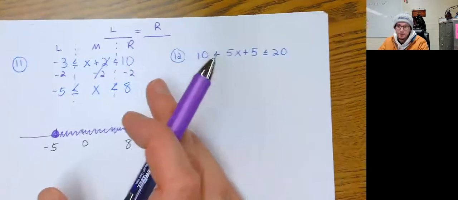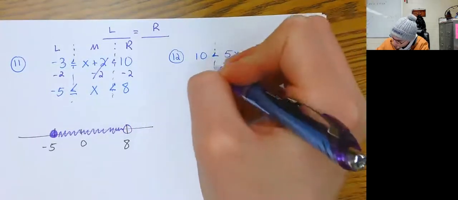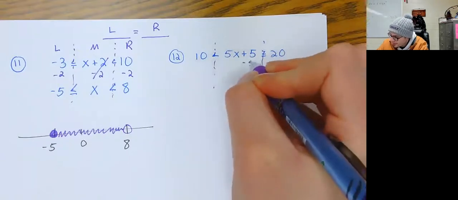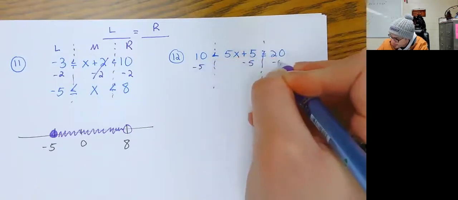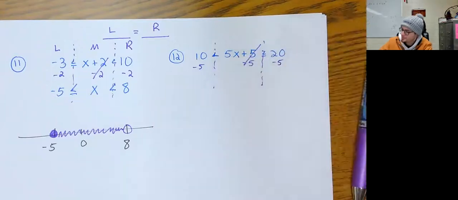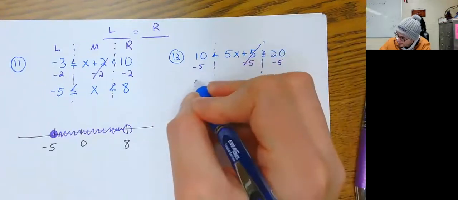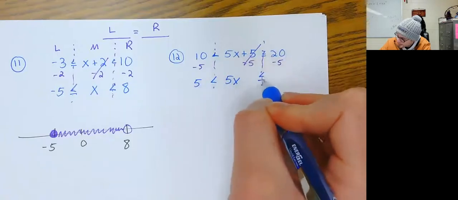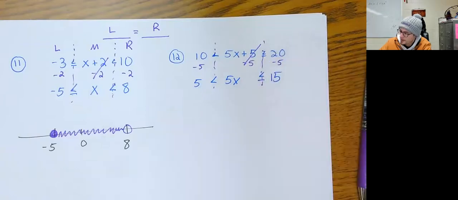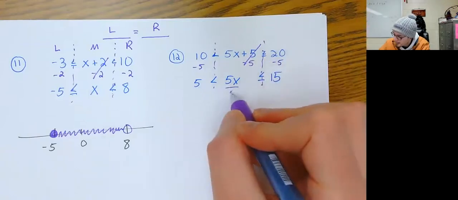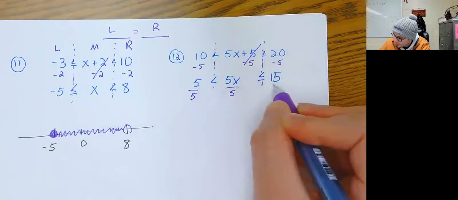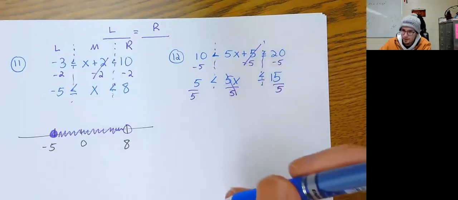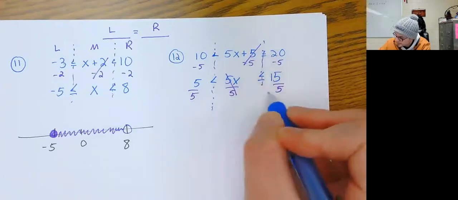All right. So same thing here. I'm going to divide up the sections. So I need to subtract 5, subtract 5, subtract 5. Cancels out. I get 5 is less than 5x is less than or equal to 15. Now I need to divide by 5, divide by 5, divide by 5. Cancels out. Continue this a little bit down.